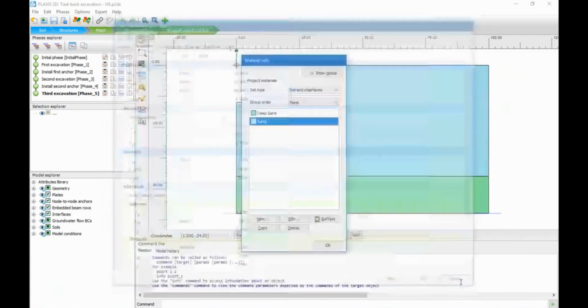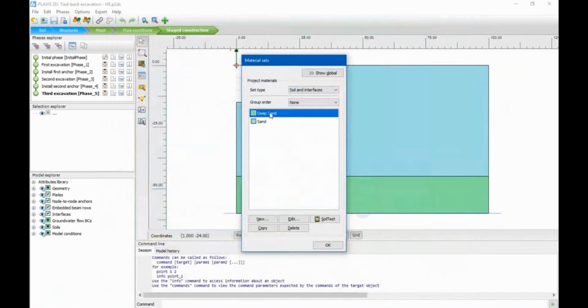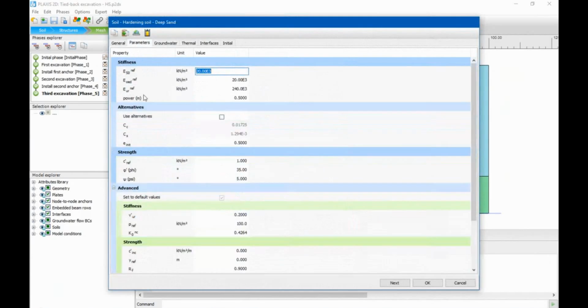So what I did is that I made a second material set, which I just called deep sand here. And if you look at the deep sand material set, what I did here is that I said, well, in the HS small model, this had a G naught of 100 megapascal. I want to make the layer very stiff. This is an excavation problem, so I'm going to unload the soil. So the stiffness that has to be very big is the unloading, reloading stiffness, which is the EUR, the third one in this list. And I translated this 100 megapascal small strain stiffness into an EUR.